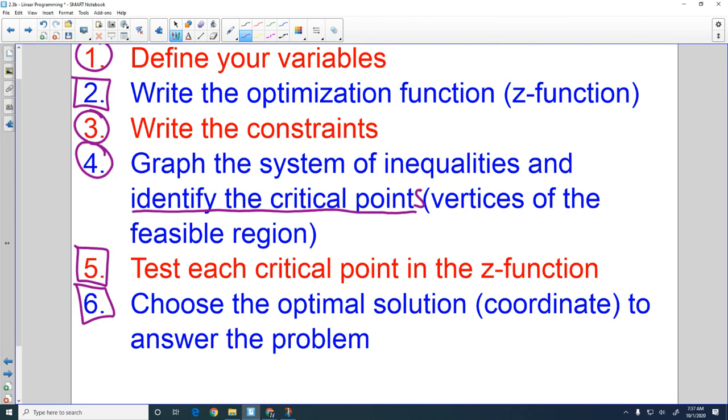And then you just plot those points. And you take each point and you plug it in. And that's just basic calculation. And then you just pick the biggest one or the smallest number, whichever the question is asking for.